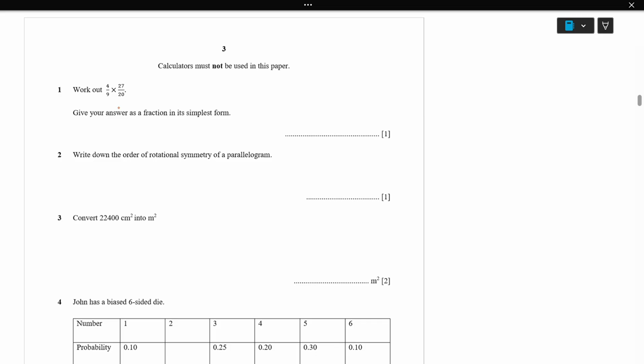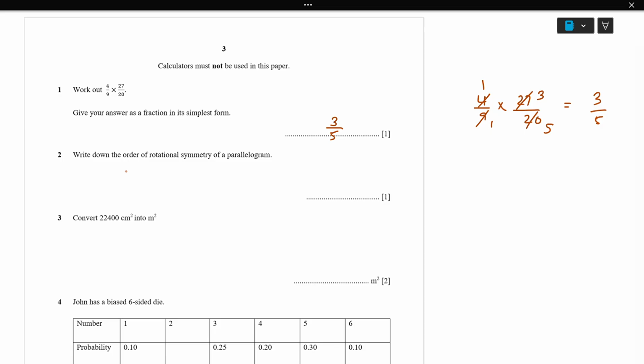Work out 4/9 times 27/20. Give your answer as a fraction in the simplest form. So 4/9 times 27/20, just go for simplification. This is the 9 times table, 1 times 9 and 3 times, and the 4 times table, 1 times 4 and 5 times. So 1 times 3 is 3, 1 times 5 is 5, so the final answer is 3 over 5.